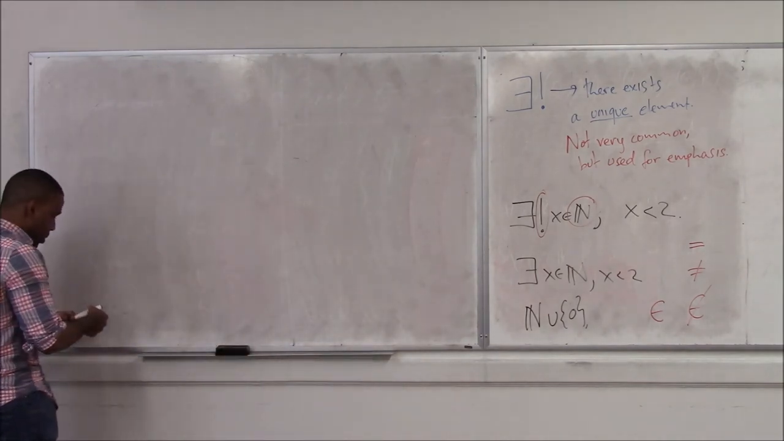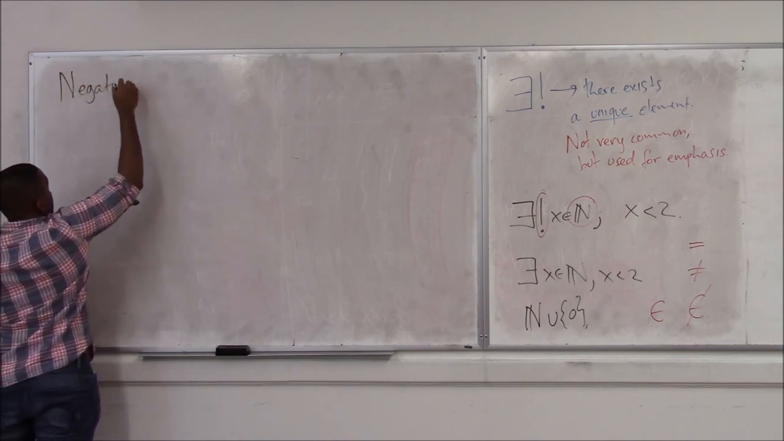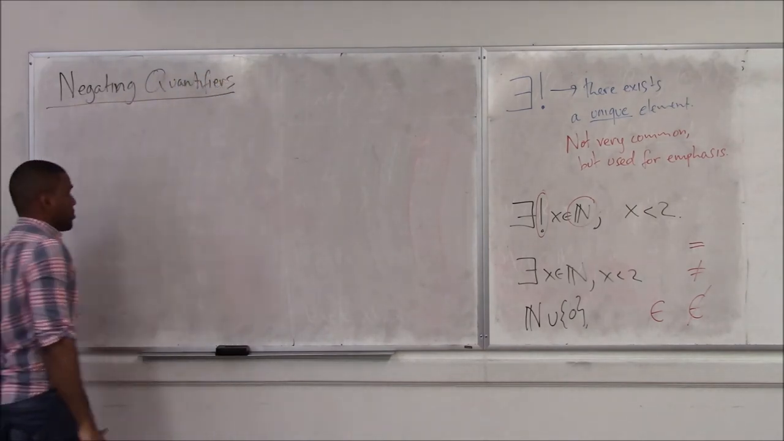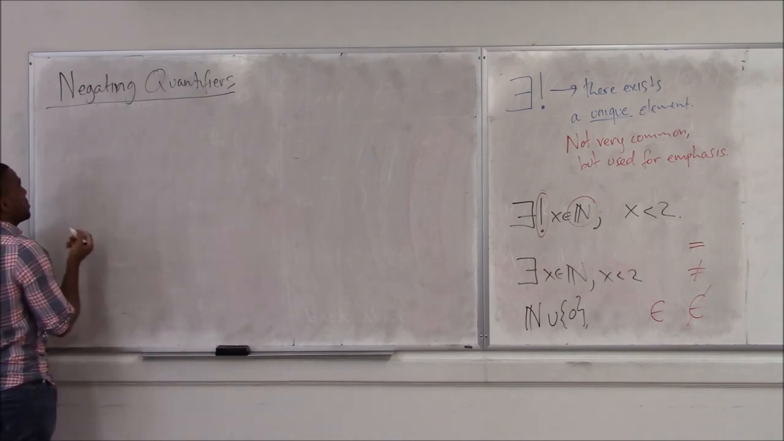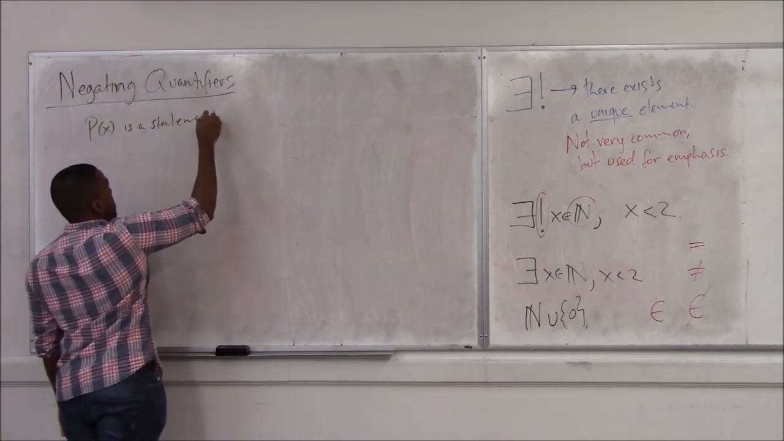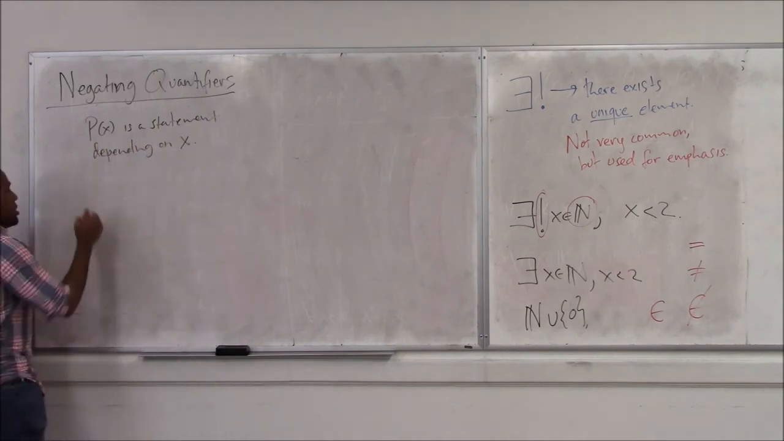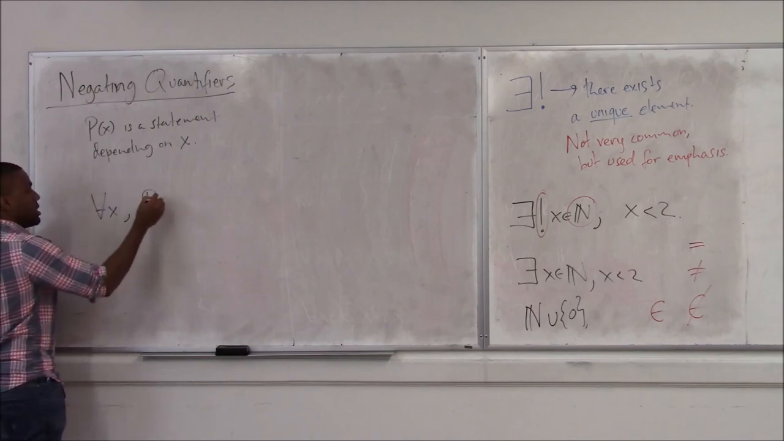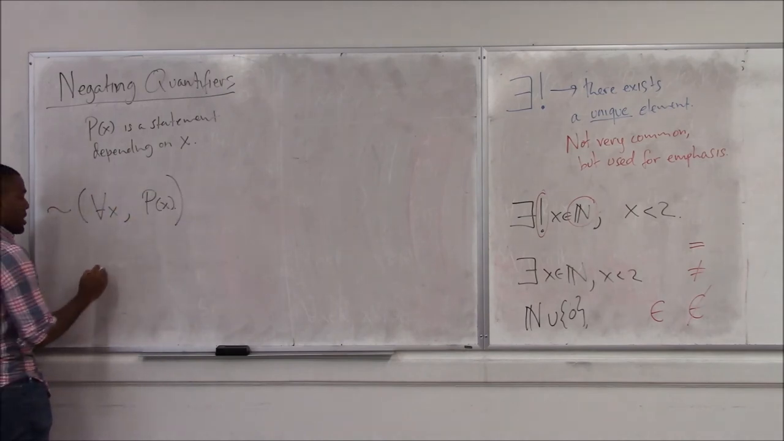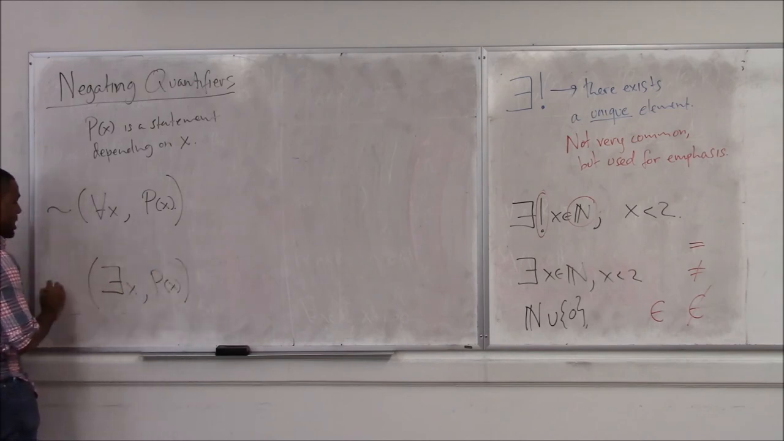Okay. Negating quantifiers is also an important thing to do. So let's say P of x is a statement depending on x. And so I say for all x, this statement is true. How would I negate such a statement? Or if I say there exists some x such that P of x is true, how would I negate such a statement?